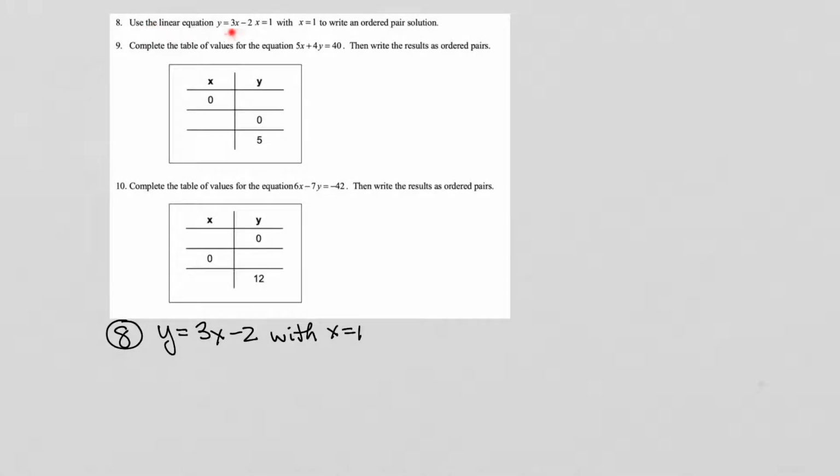Number 8 says we got this linear equation here. I'll write it down here. y equals 3x minus 2. What we want to do is, using x equals 1, write an ordered pair solution.